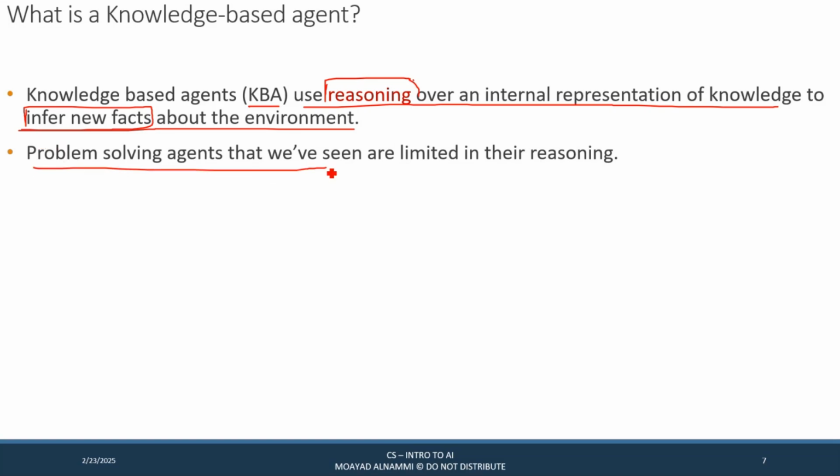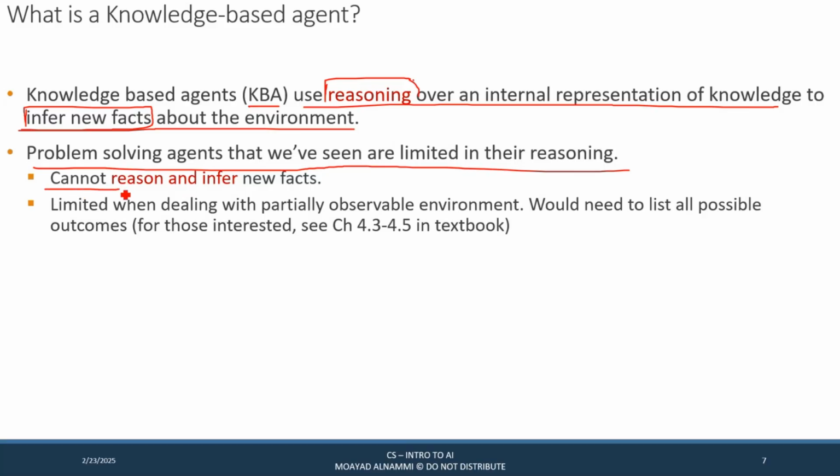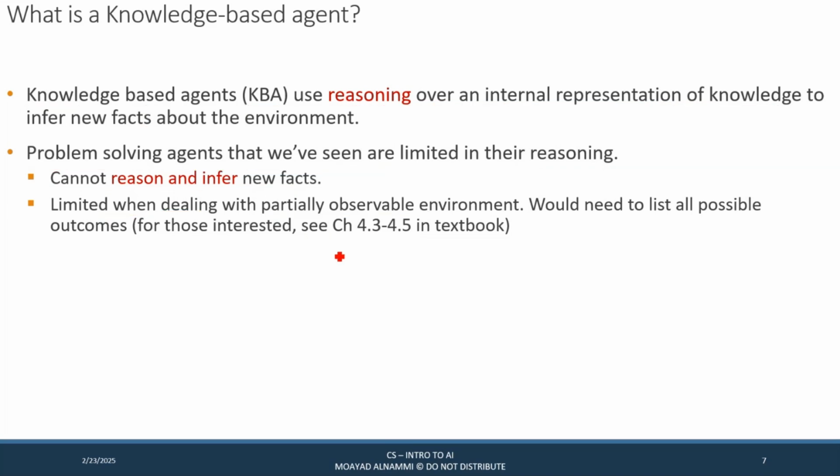So far, problem-solving agents that we've seen are limited in their reasoning. They cannot reason and infer new facts about the environment. They're limited when dealing with partially observable environments. So far in this course, we've had fully observable environments. And so the algorithms we discussed, you would need to adapt them. For those interested, they can check out these chapters in the textbook. However, even with these techniques that are in the textbook, you would just have too many state spaces to cover.